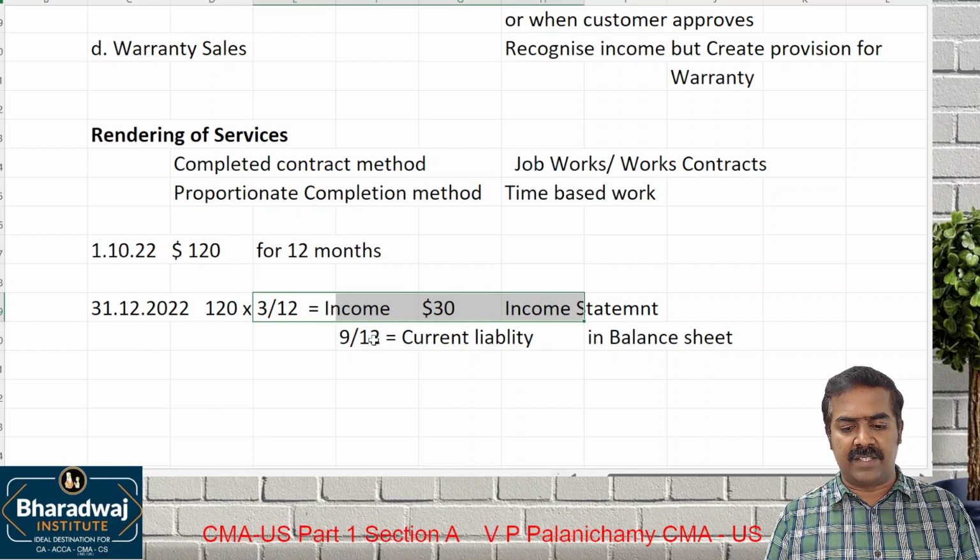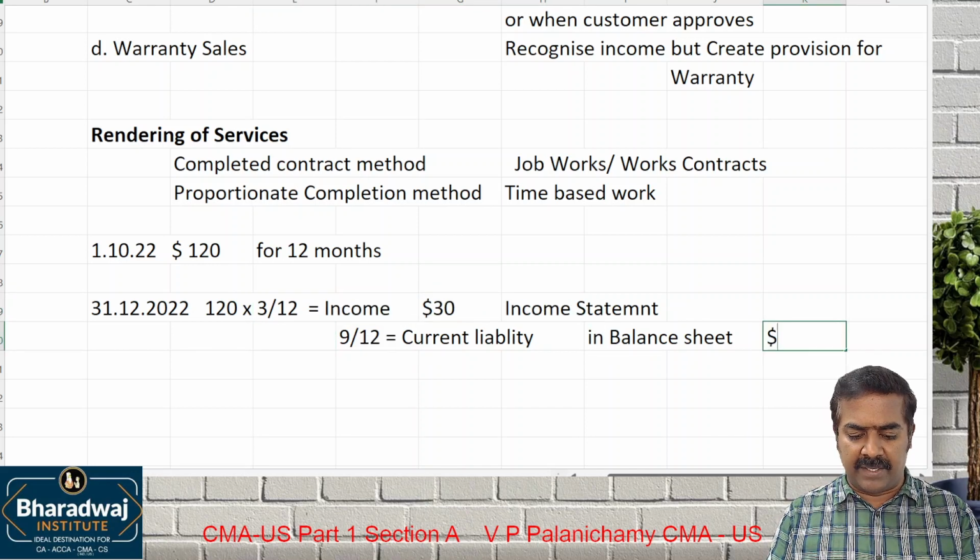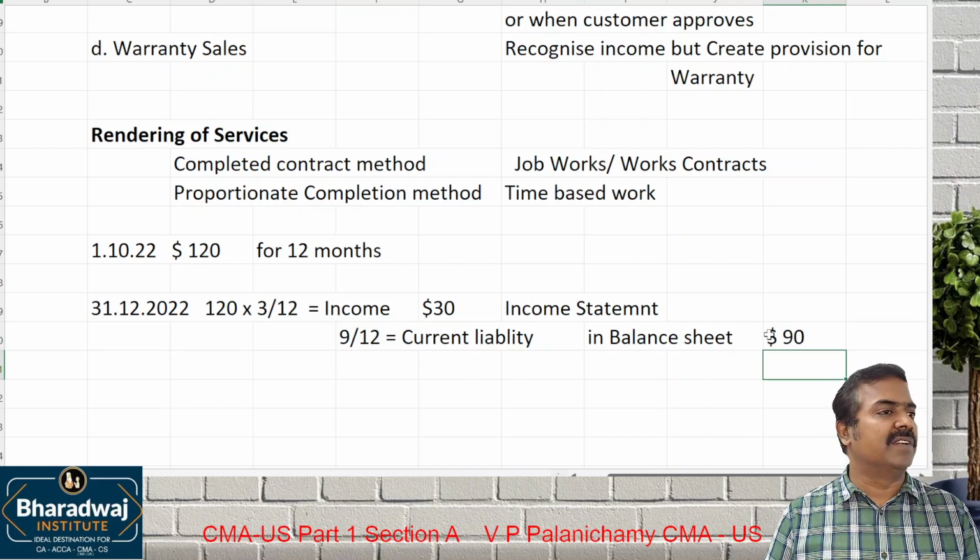Option C. 30 will be taken as income. Then remaining 9/12, $90 will be taken as which one? $90 will be taken as a current liability. Like that, they will give you options.